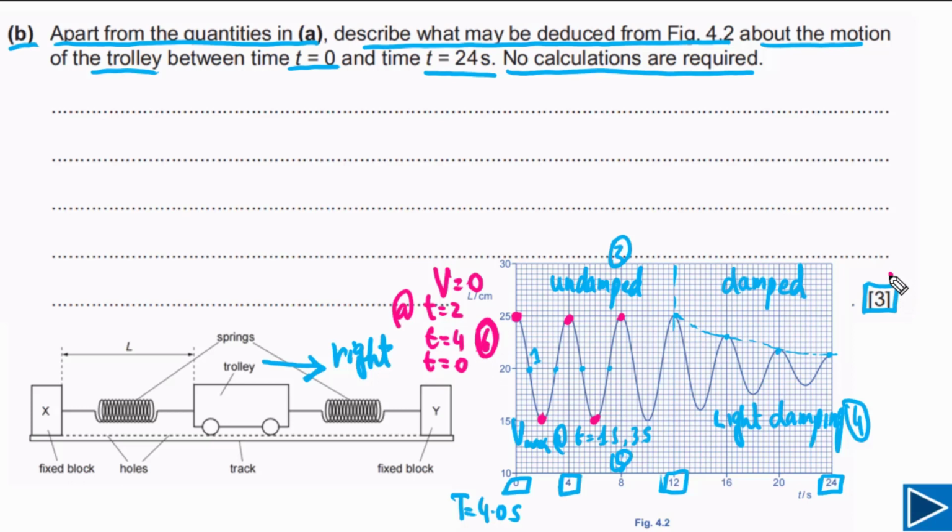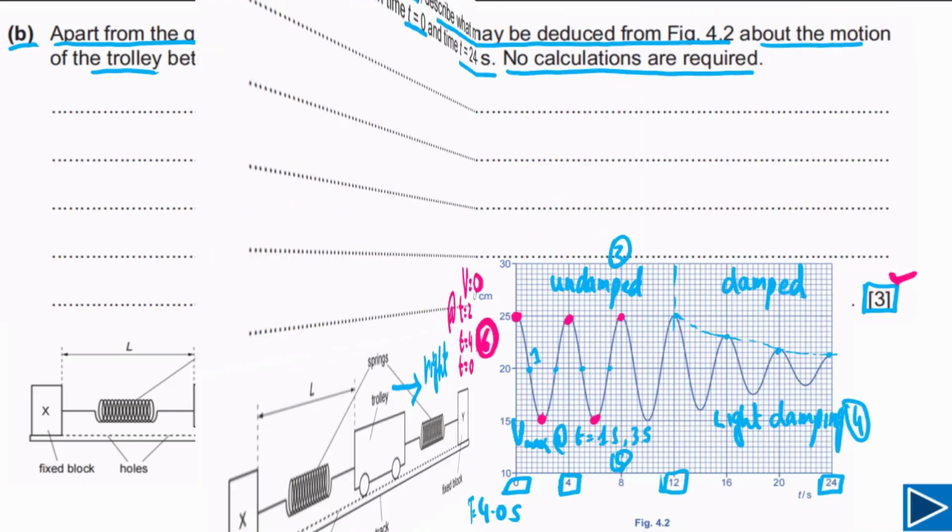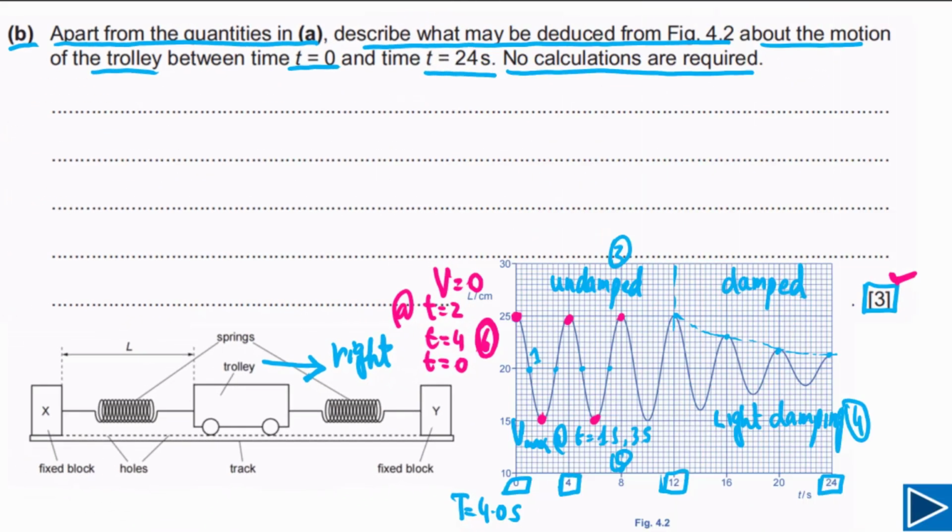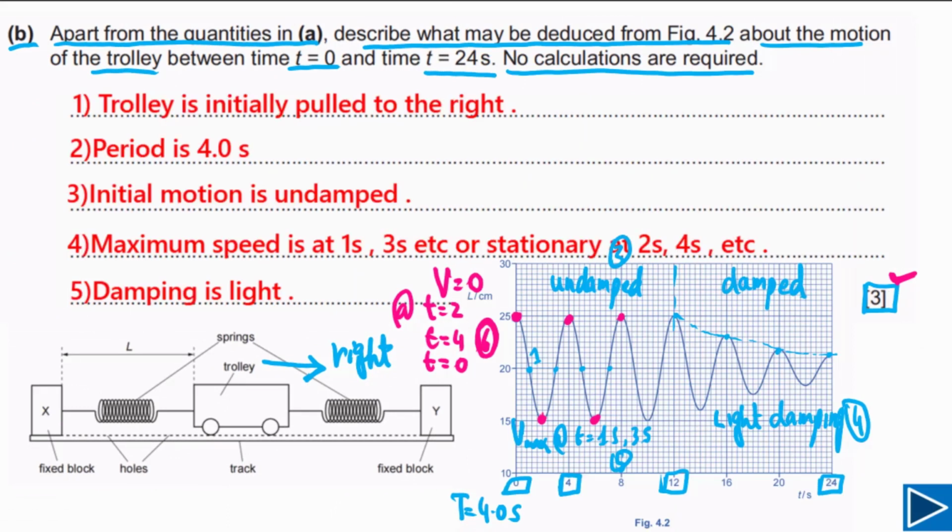And the question is asking us to write down only 3 points. If you write down any 3 of these points, you will get 3 marks. Now let me show you how we can write down a proper answer for this question. You can see the first point I have written here: the trolley is pulled to the right. You will get 1 mark. For the second mark, you can say the period of oscillations is 4 seconds. And for the 3rd mark, you can say initially the motion is undamped, as we have discussed here. Motion is undamped until this point.